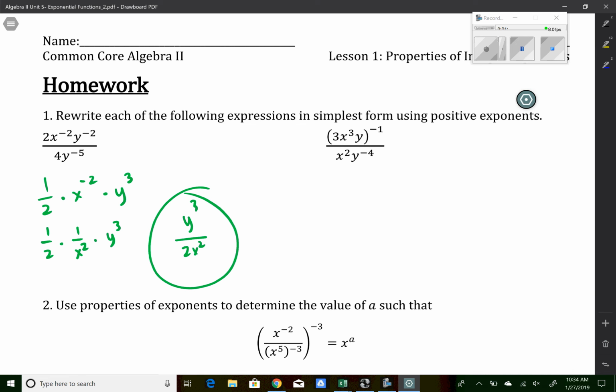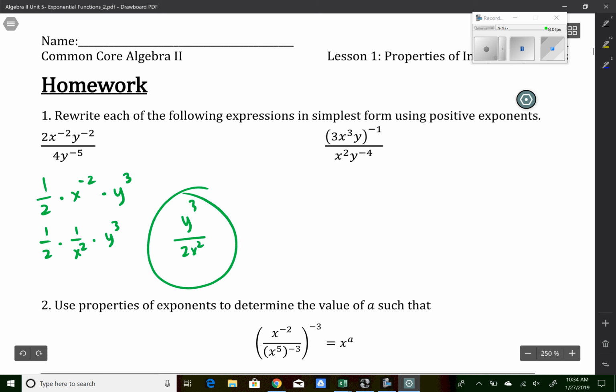Next one's a little bit similar, but kind of different, right? A bit more challenging because of this initial step here of this negative exponent. So the first thing I'm going to do here is rewrite this, right? So I have 3 to the negative 1, I have x to the negative 3, and y to the negative 1, all over x to the second, y to the negative 4.